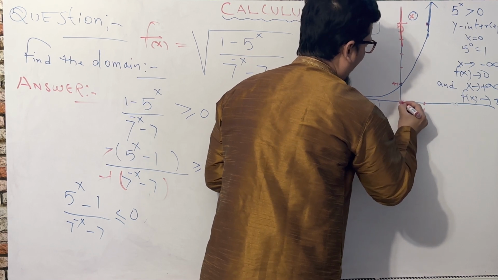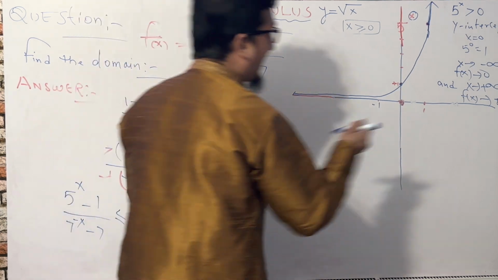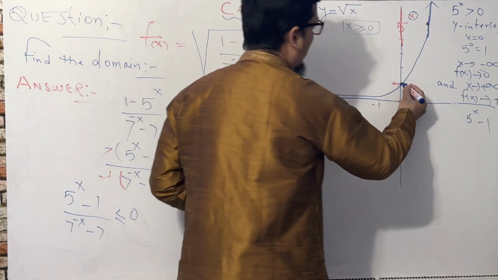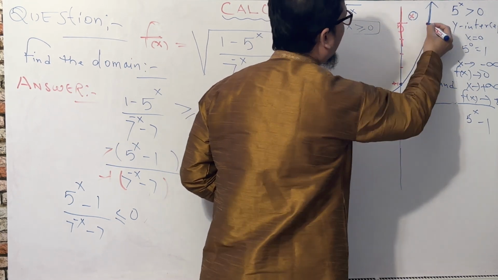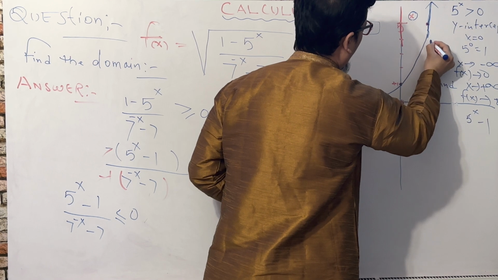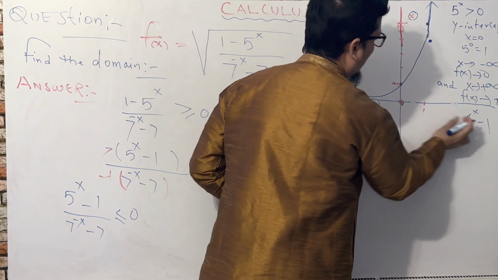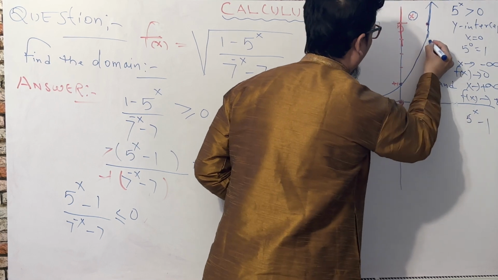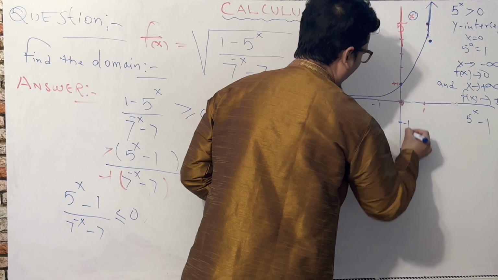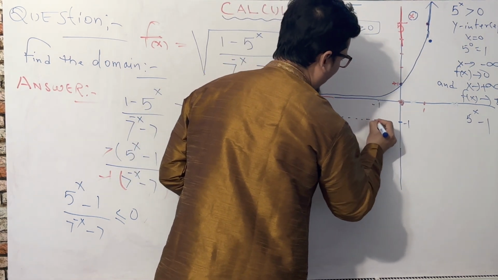After transformation, whenever you draw the graph of 5 power x minus 1, this point goes down. This is 5, so the next point will be this one. When x is equal to 1, this is 5, 5 minus 1 is 4, so you have this one. And here, this will be minus 1.